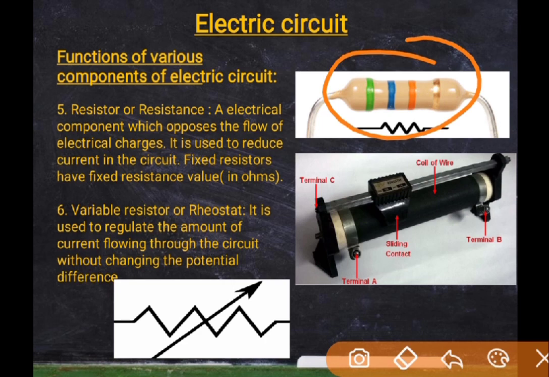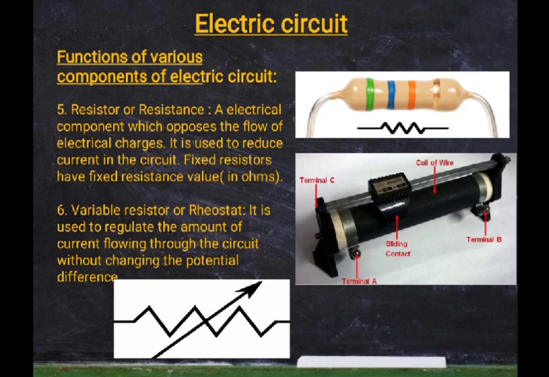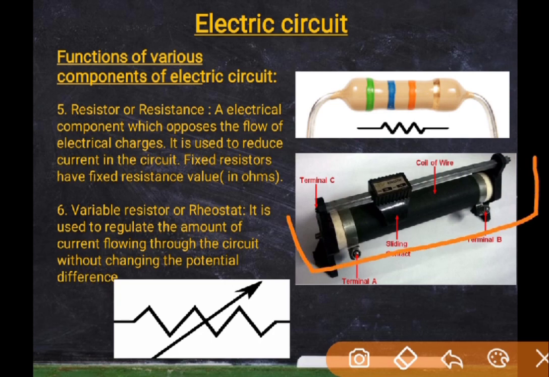Fixed resistors have a fixed resistance value, right? The value of the resistance of fixed resistors cannot be changed, and the symbol is this zigzag line. Now there is another type of resistor, which is known as a variable resistor. A variable resistor is also known as a rheostat. It is used to regulate the amount of current flowing through the circuit without changing the potential difference, right?